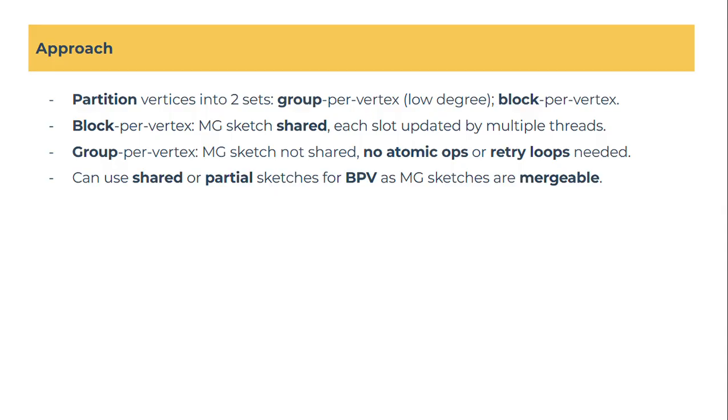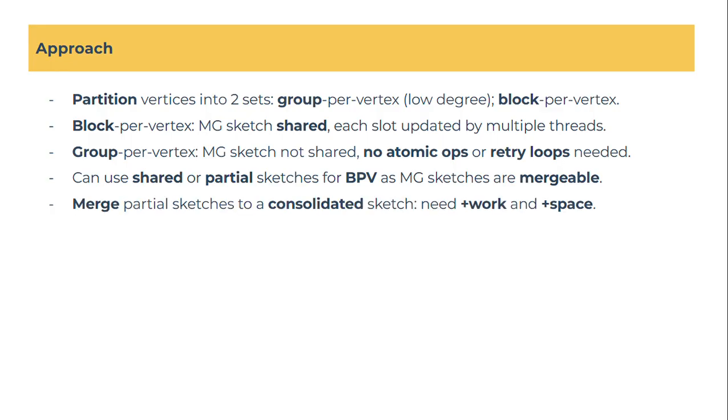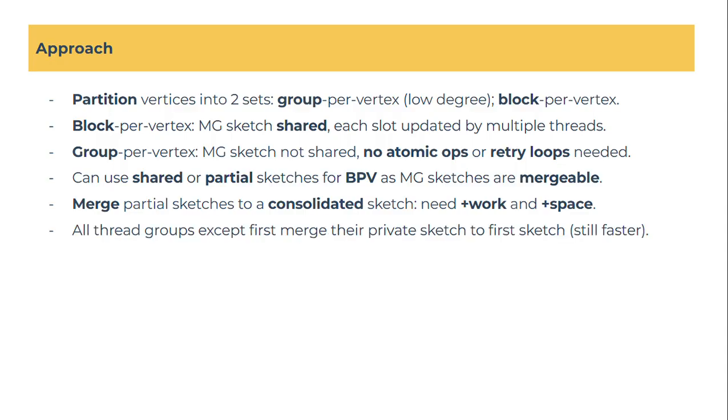Actually, what we can do, we can replace shared sketches with partial sketches for the block per vertex approach, as Misra-Gries sketches are mergeable. That is, we can maintain separate sketches for each subset of neighbors, and then we can merge them together to obtain the final Misra-Gries sketch. And this is identical to using a shared Misra-Gries sketch. But this requires additional work and space. The way the merging will happen is all thread groups except the first thread group merge into the first sketch. And this approach is actually faster than using a shared sketch.